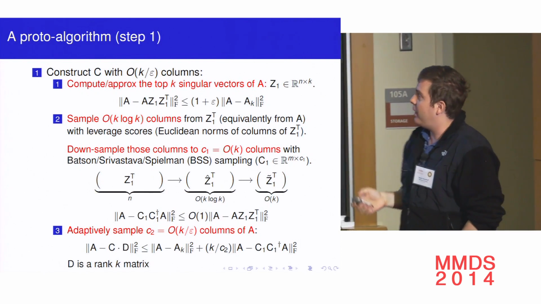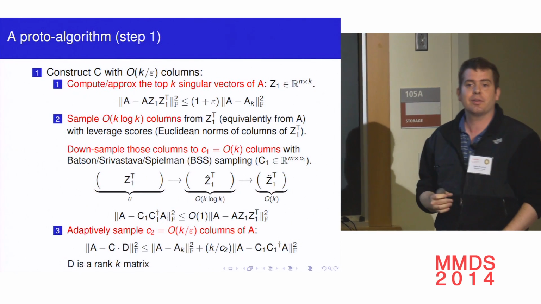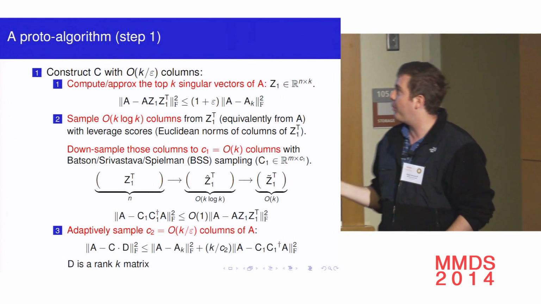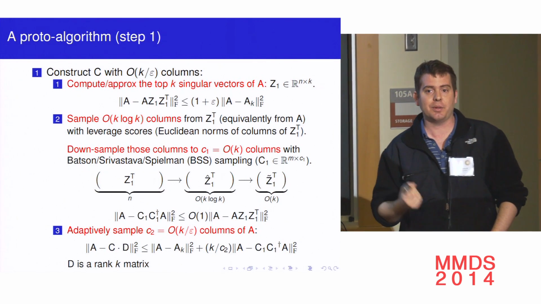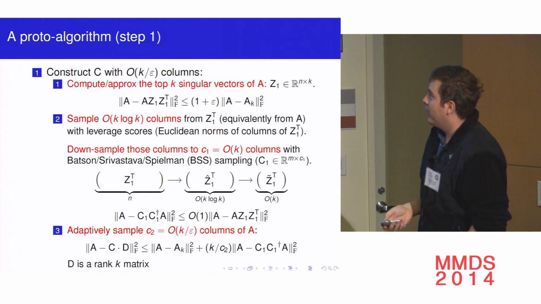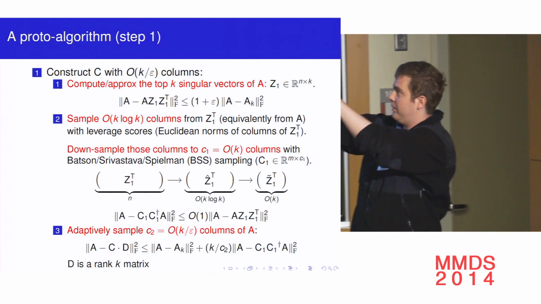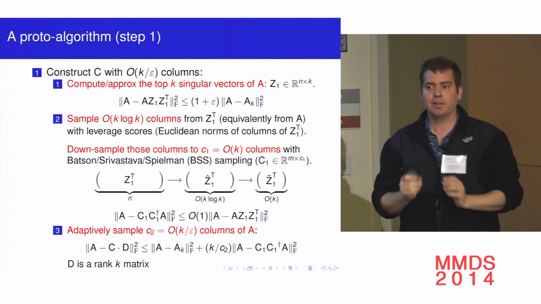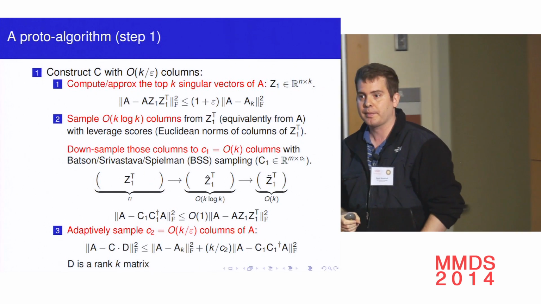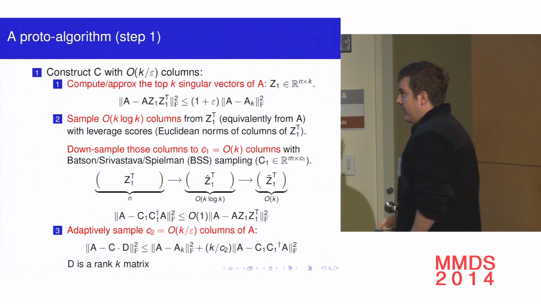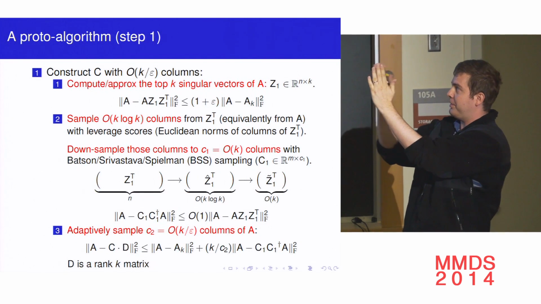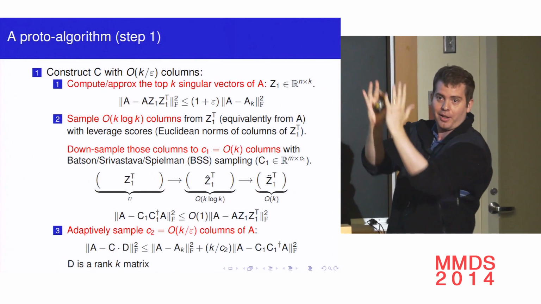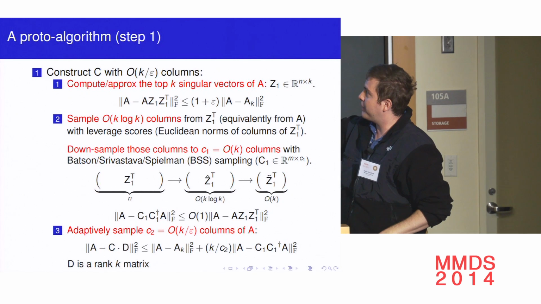But what you can do is define a distribution for sampling columns from A proportional to the leverage score. So I'm going to sample the ith column of A proportional to the leverage score given to it by Z1 transpose. I have this Z1 transpose, this k by n matrix, and I'm going to choose order k log k columns from this matrix proportional to the leverage score distribution. I choose k log k indices between 1 and n, I choose the same set of columns from A, and I call that set of columns C1.